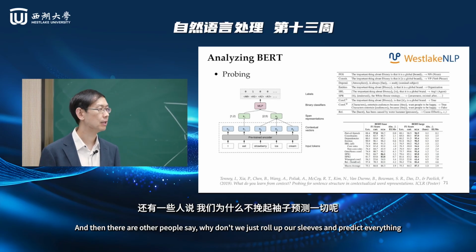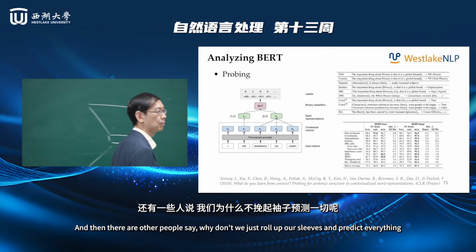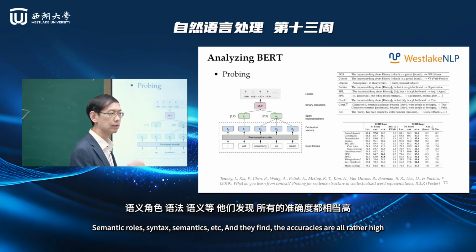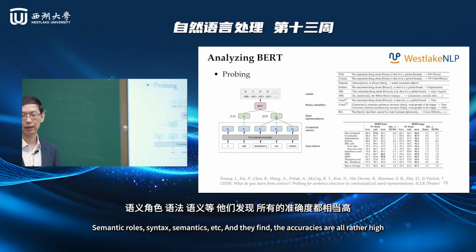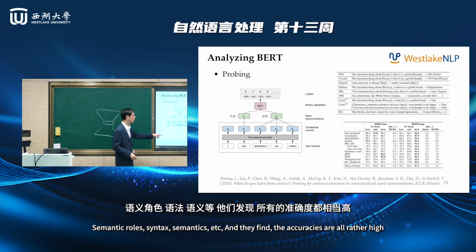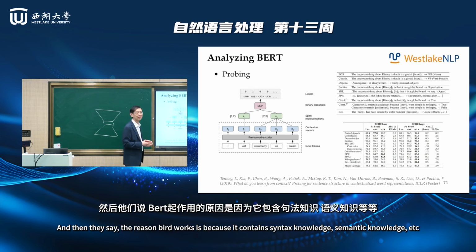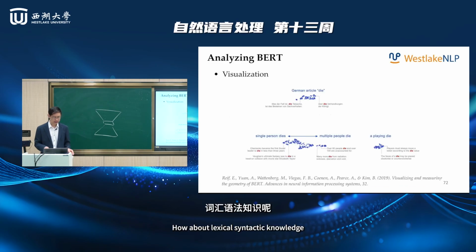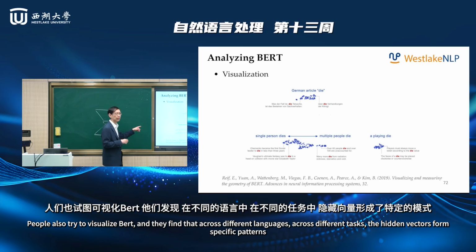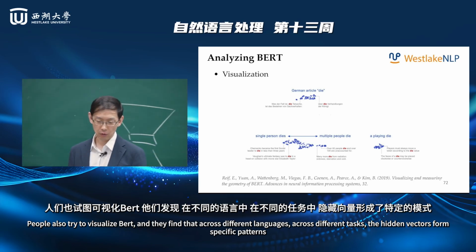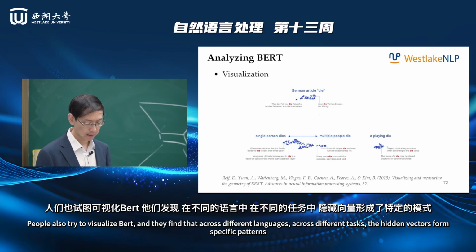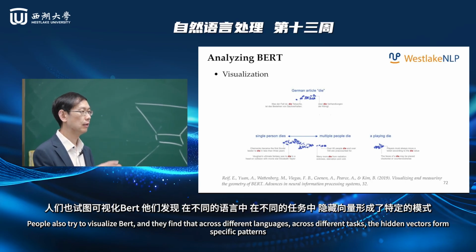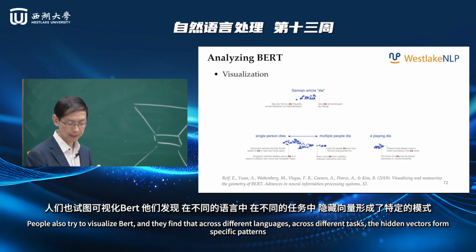And then there are other people who say, why don't we just roll up our sleeves and predict everything: semantic roles, syntax, semantics, etc. And they find the accuracies are all rather high, okay? And then they say the reason BERT works is because it contains syntax knowledge, semantic knowledge, etc. How about lexicosyntactic knowledge? People also try to visualize BERT, and they find that across different languages, across different tasks, the hidden vectors form specific patterns.